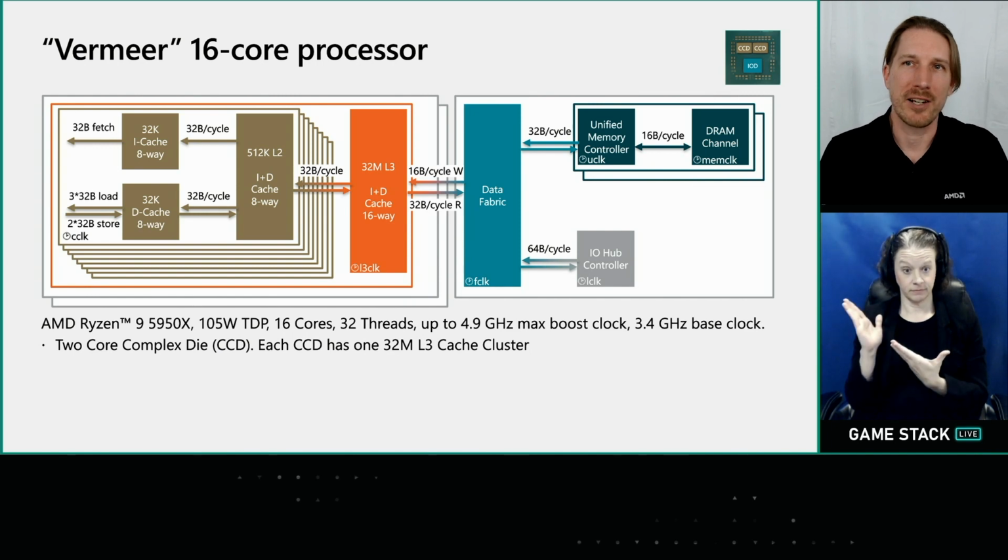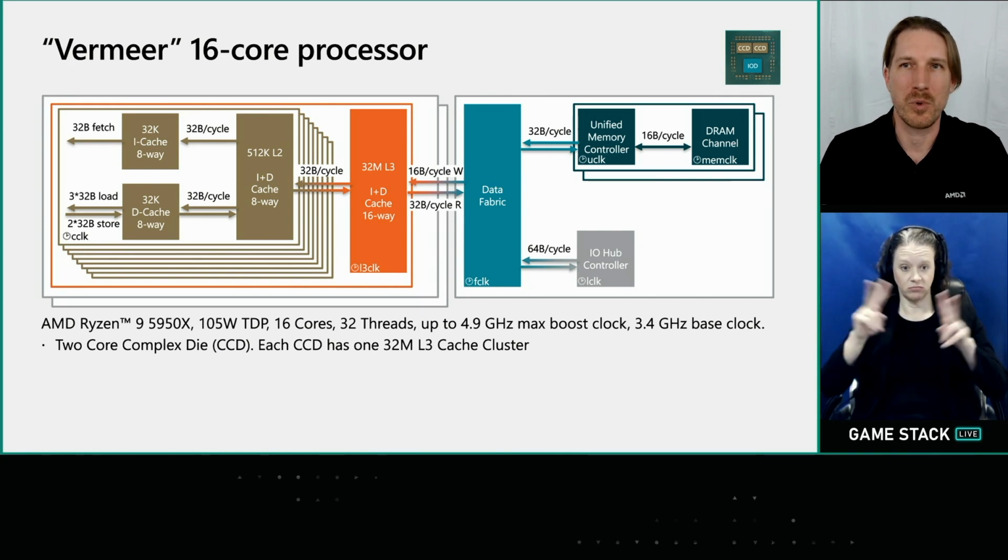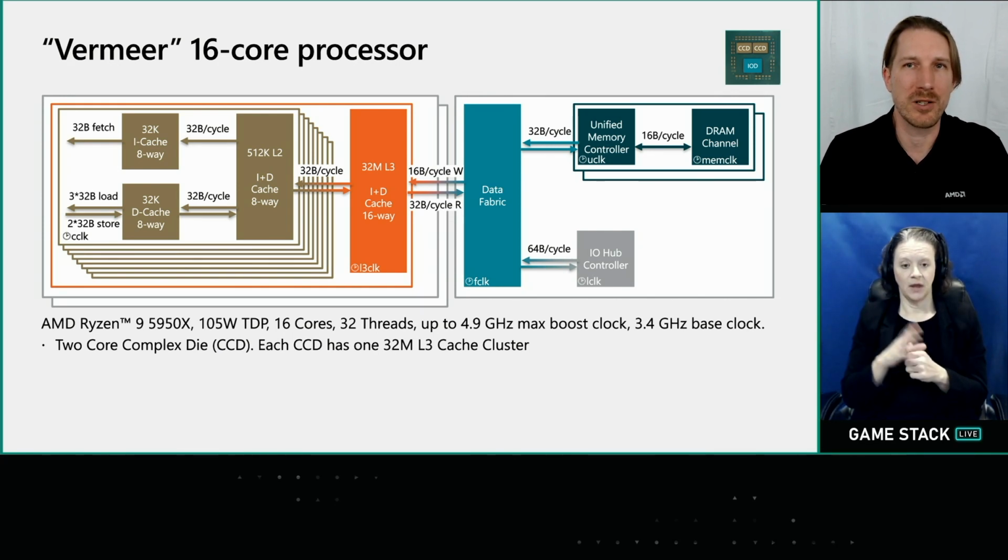Here we have an abstract diagram of an AMD Ryzen 5000 series mainstream desktop processor, codenamed Vermeer. This is a chiplet design where each core complex die has a unified 8-core cluster with a massive 32 megabyte L3 cache. This change greatly improved cache hit rate and reduced data fabric contention for some applications.